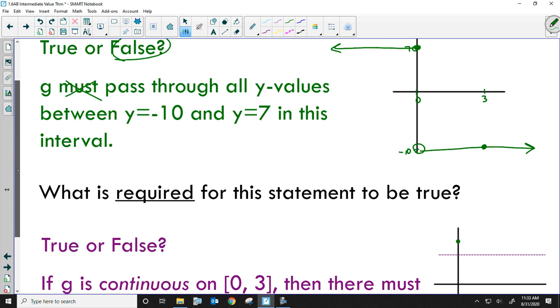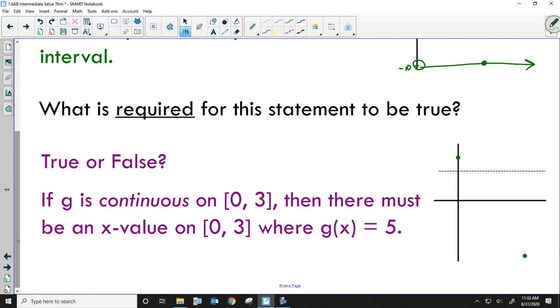That would be continuity, right? That function has to be continuous. So if I change the question slightly and g is continuous on the interval from 0 to 3, and it passes through those 2 points still, but now my function must be continuous, then will I pass all of the y values from -10 to 7 if this is a continuous function? I think so.